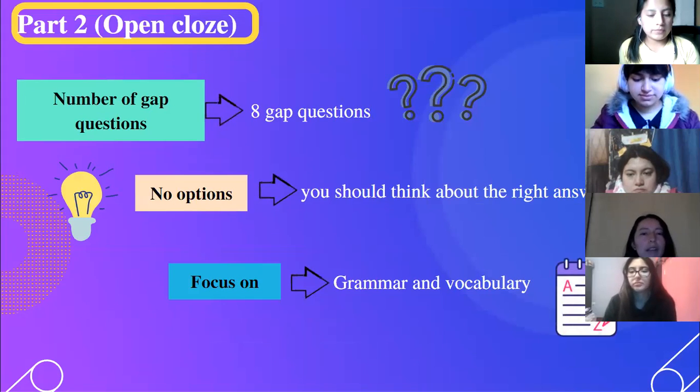Part 2, open cloze. This part consists of a text in which there are 8 gaps. In this part, as there is no set of words to choose from, we have to think of a word that will fill the gap correctly. This part focuses on grammar and vocabulary. The missing words can be articles, prepositions, pronouns, etc. Next, please.